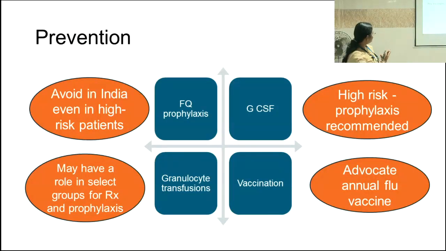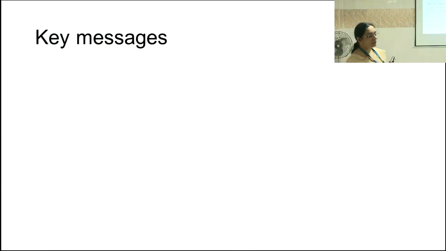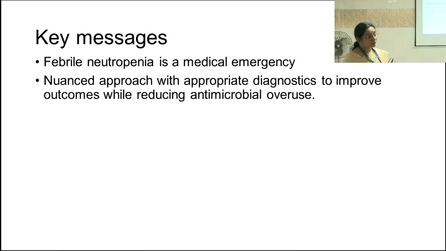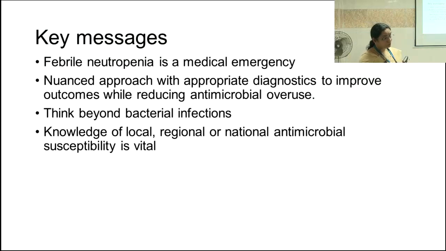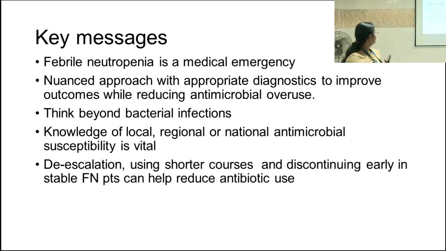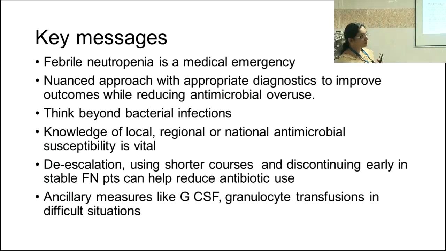Okay, so with that, I think I'm coming to the last slide. Febrile neutropenia is a medical emergency. When you have access to good diagnostics, it's always easy to do a nuanced approach. Try and stratify your patients based on your diagnostics and improve not only patient outcomes, but also reduce your antimicrobial usage. Always think beyond bacterial infections, know your local or regional data, and again, de-escalation using shorter courses, stopping early. Those things will help to prevent both cost for your patient as well as antimicrobial resistance.